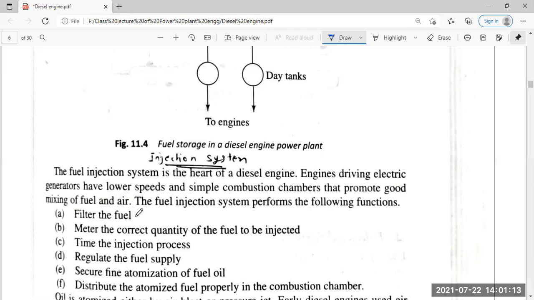Filtering is one of the most important steps. The fuel should be pure. There should not be any dirt, any moisture, any scale inside. So you have to first filter the oil, meter the correct quantity of the fuel to be injected, and time the injection process. The correct quantity of oil has to be metered so that it can be perfectly injected. Next, time the injection process. The injection process takes a certain time. Then regulate the fuel supply itself.